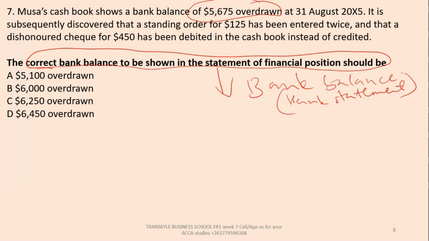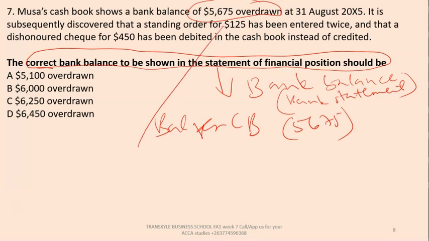The process is very simple. We start with our cash book balance, and we are given 5,675. This is an overdraft, so it is negative. Then we are told that the standing order of 425 has been entered twice. If the same order has been entered twice, it means the receipt has been entered twice, so we have to reduce this particular receipt.